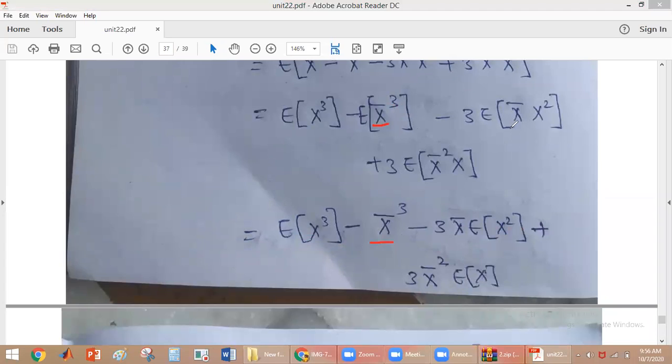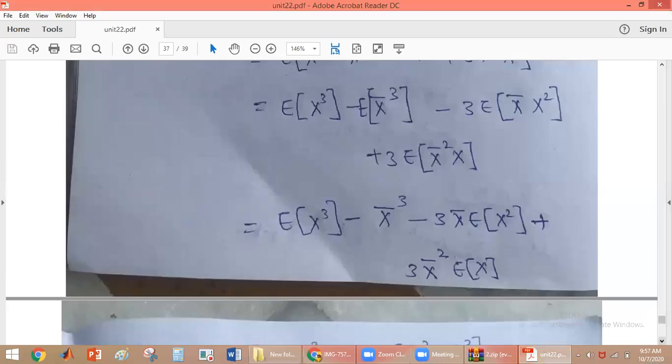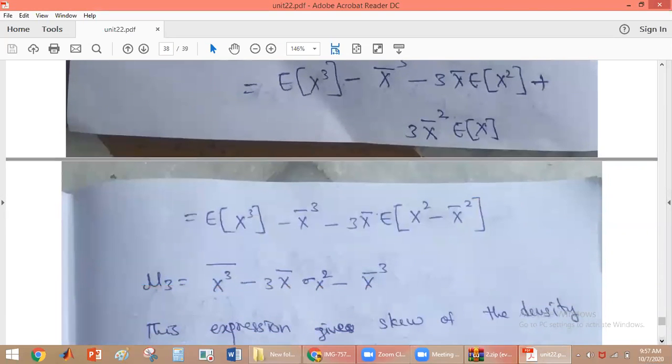And here also in the third term, x bar is a constant term. So we write x bar outside. So we'll be getting minus 3x bar expected value of x square plus, and here again x bar square is constant, so we will be writing it as plus x bar square. Now what is expectation of x cube? It is the third moment about the origin. So it is nothing but m3.